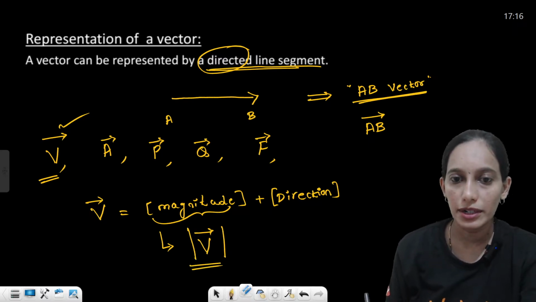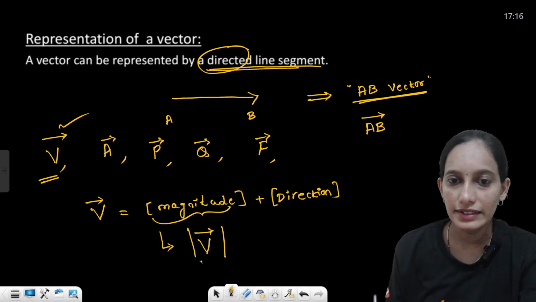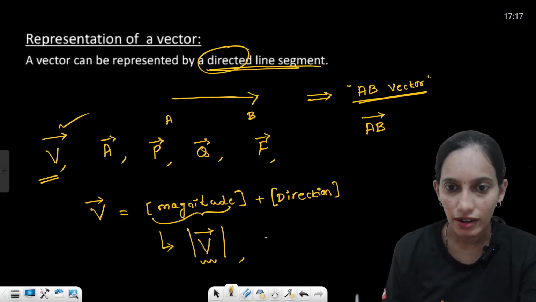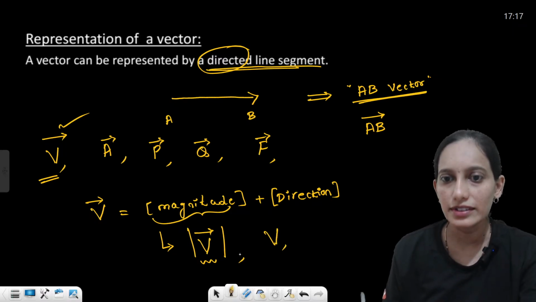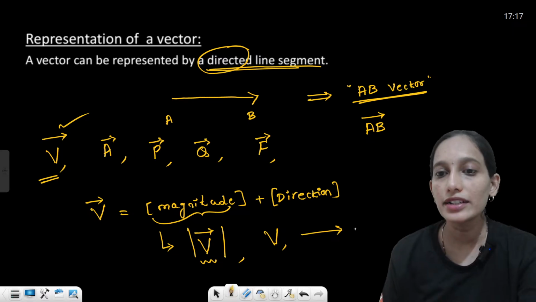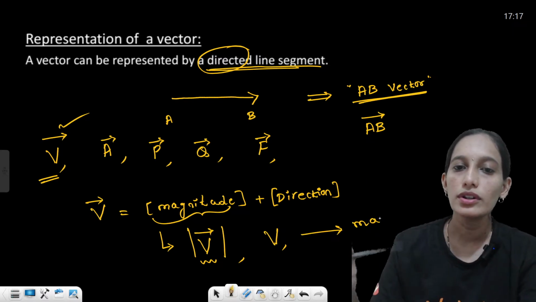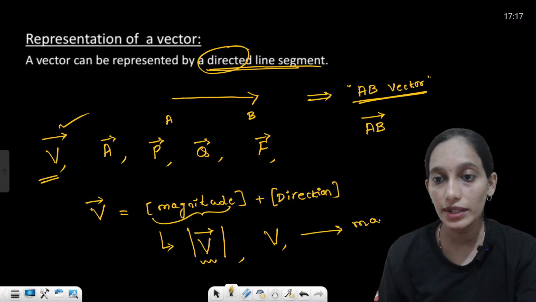Okay, so how can we write it? Just put the modulus and inside that write down the given vector. Okay, so this is one way. Or if I just say like this, this is also going to represent the magnitude of the vector. If you don't write the arrow, it is understood we are only talking about the magnitude of the given vector.